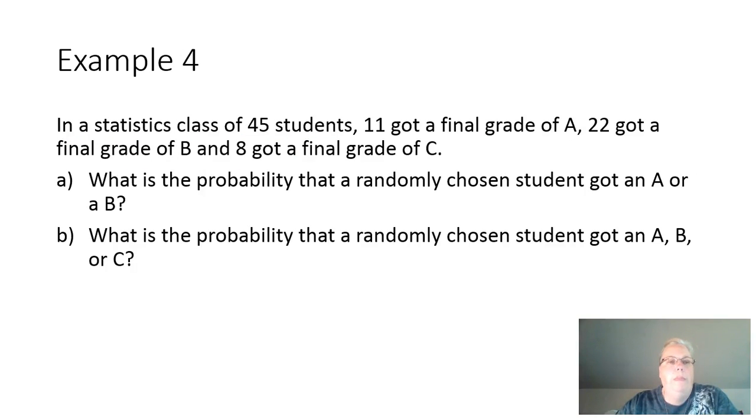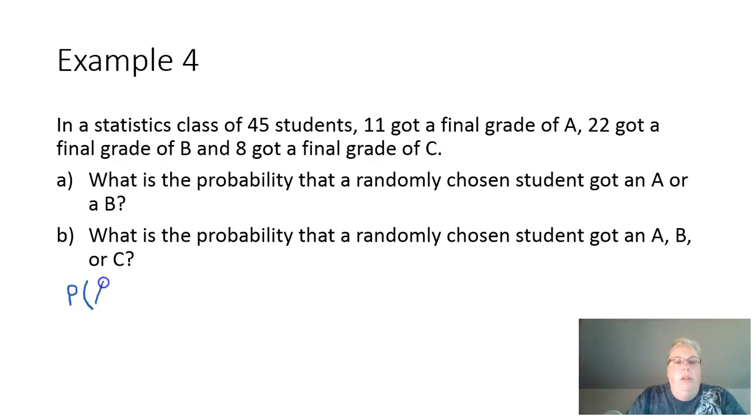Example 4. In a statistics class of 45 students, 11 got a final grade of A, 22 got a final grade of B, and 8 got a final grade of C. A. What is the probability that a randomly chosen student got an A or a B? Well, these events are mutually exclusive because you cannot get a final grade of an A and also a final grade of a B at the same time.